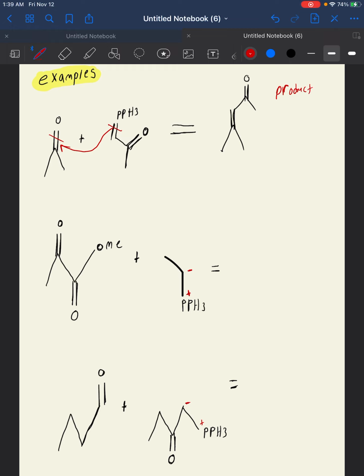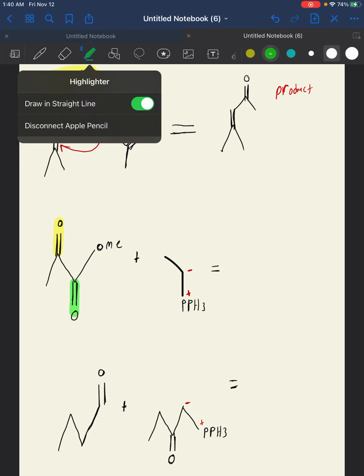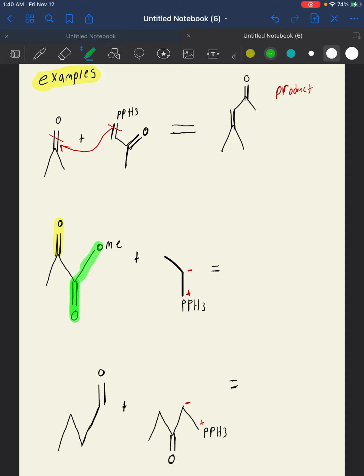The next one. This one's a little more tricky because where are we going to add it? Are we going to add it here? Or are we going to add it here? Well, like I said previously, we do not want to add at acid derivatives. This is an acid derivative right here. This is technically an ester, which is an acid derivative. So we won't add there, we will add here.